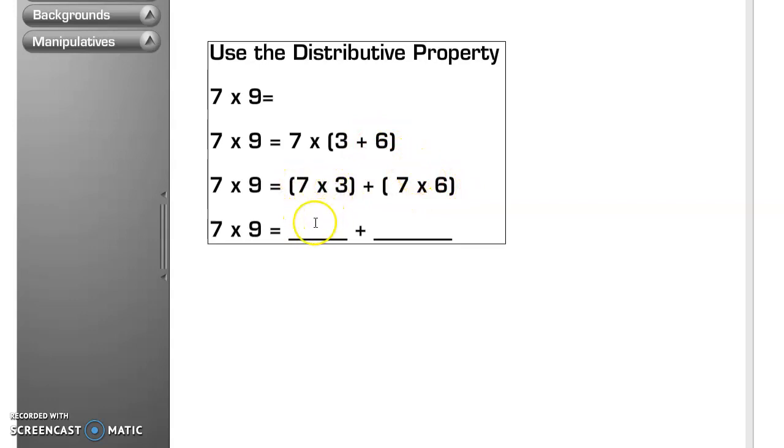So when I have 7 times 3, that equals 21. And then 7 times 6 equals 42. So when I add those two together, it would equal 63.